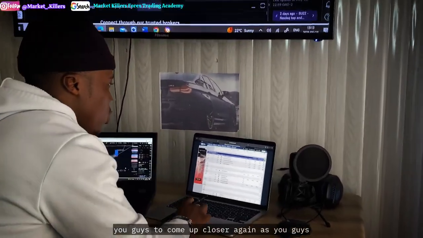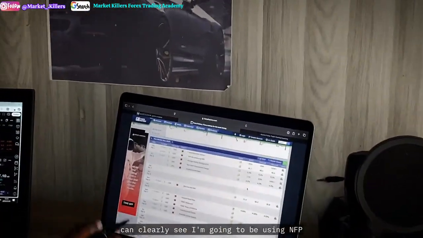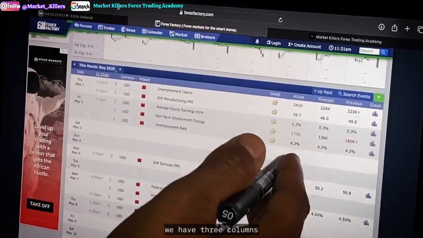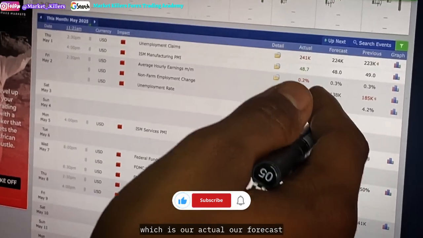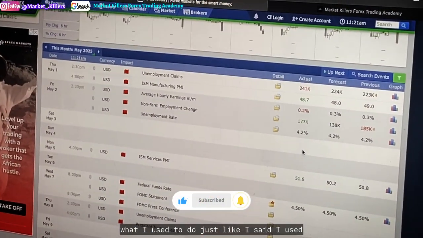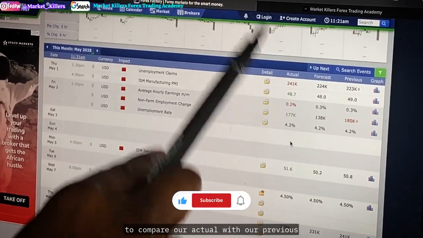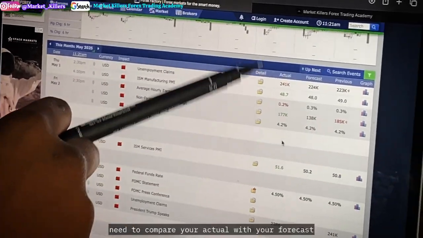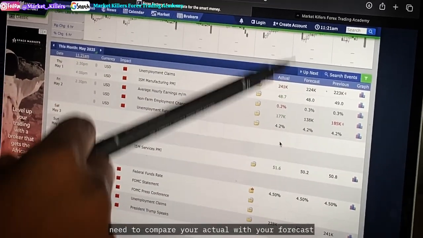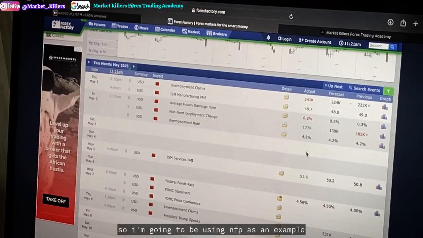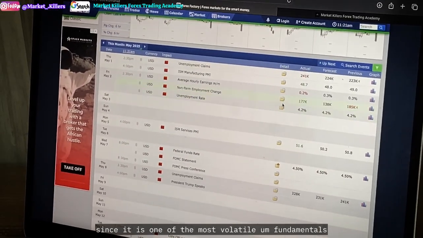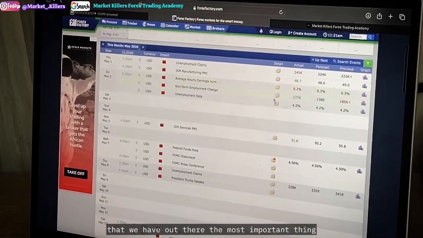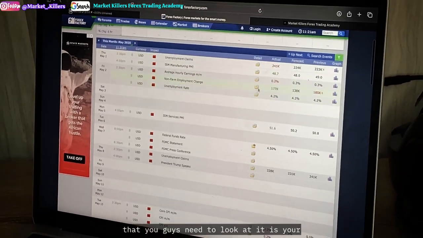Now I want you guys to come up closer again. As you guys can clearly see, I'm going to be using NFP as an example. We have 3 columns, which are our actual, our forecast, and our previous. What I used to do, just like I said, was compare our actual with our previous, which doesn't work like that. For every single fundamental, you guys need to compare your actual with your forecast. I'm going to be using NFP as an example, since it is one of the most volatile fundamentals that we have out there. The most important thing that you guys need to look at is your details.